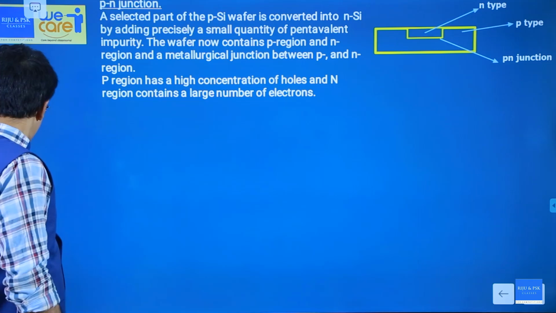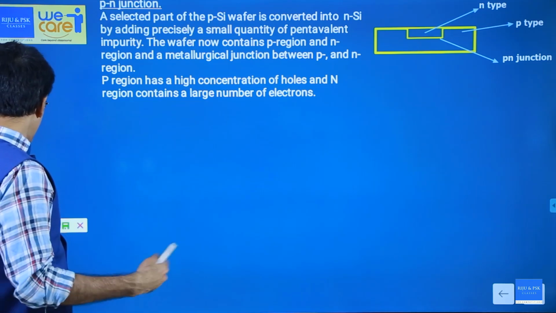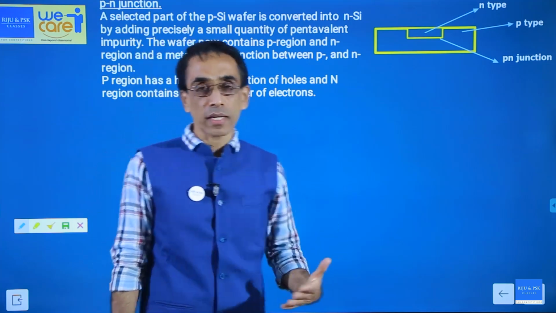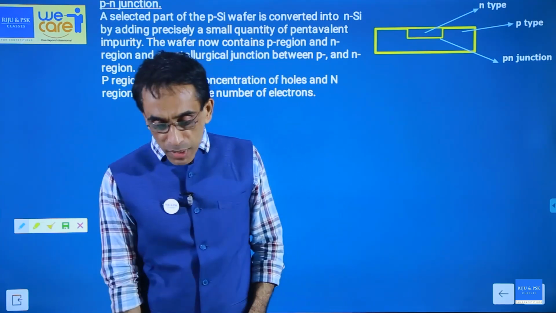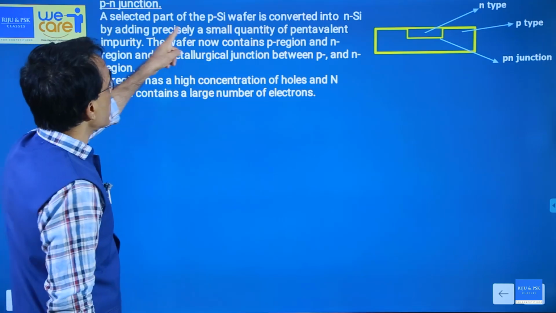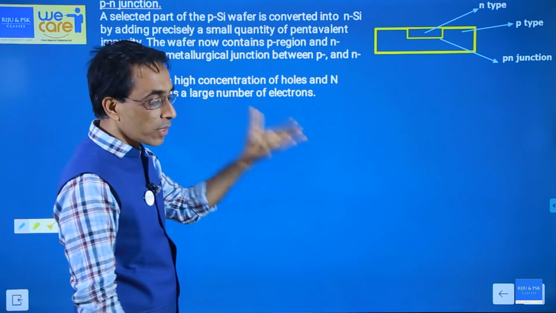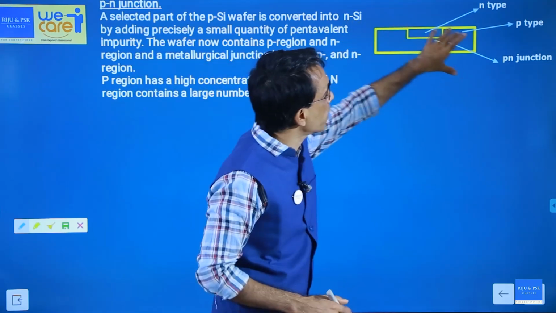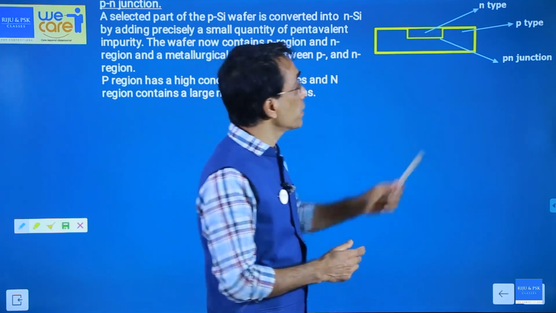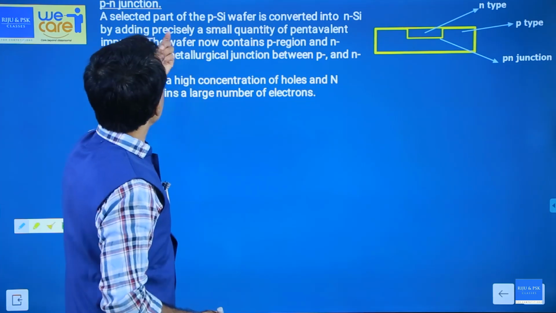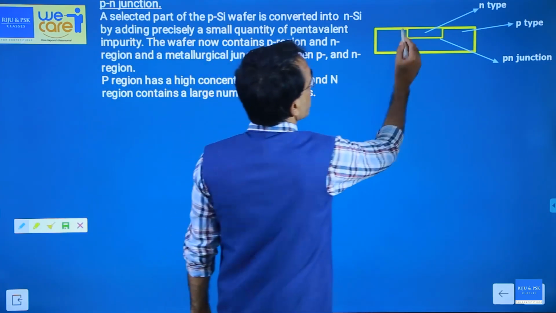The manufacturing or the industrial production of a junction is very complicated. Lot of techniques, lot of mechanisms are there. But what is given in NCERT is a very simple idea. What is given? A selected part of P silicon wafer. You have a silicon wafer like this one. This is a silicon wafer which is P-type. A selected part. This is a selected part.